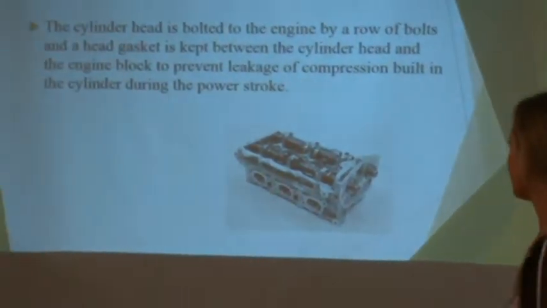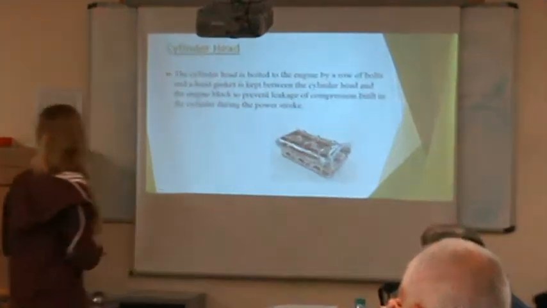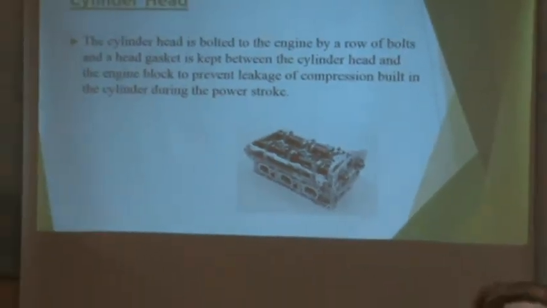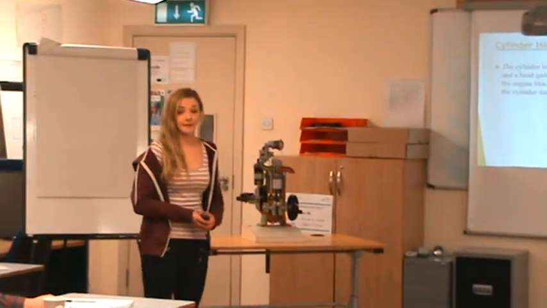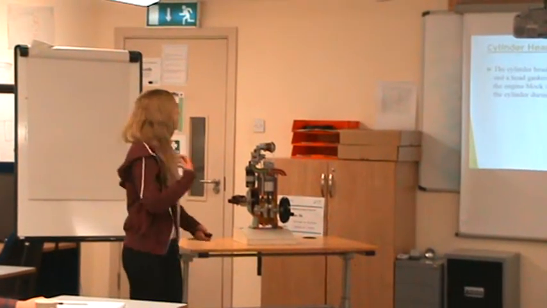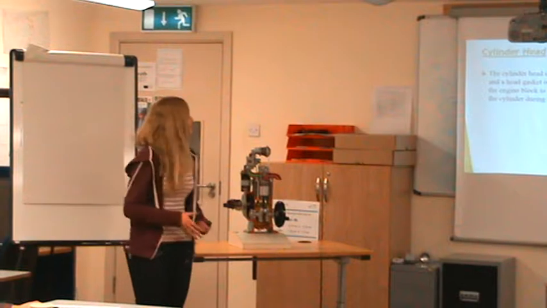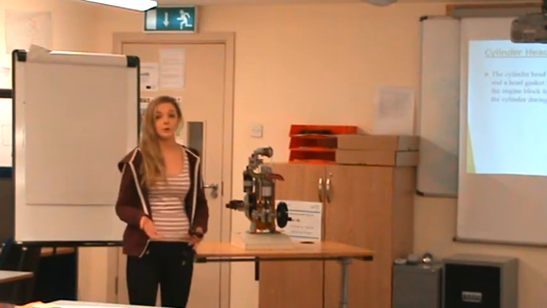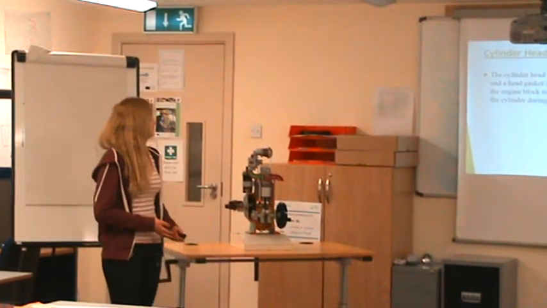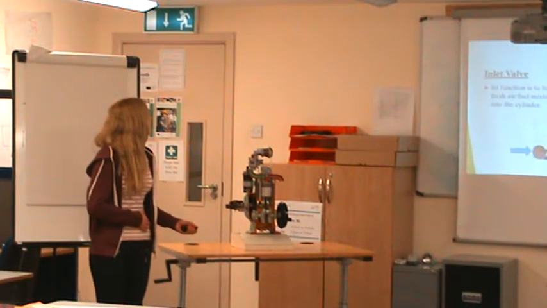So your cylinder head. Your cylinder head is bolted to the engine by a row of bolts. In between the cylinder head and the engine block, there's a head gasket, and the function of the head gasket is to prevent any leakage built in the cylinder during the power stroke. I'll be talking to you later on about what the power stroke actually is.